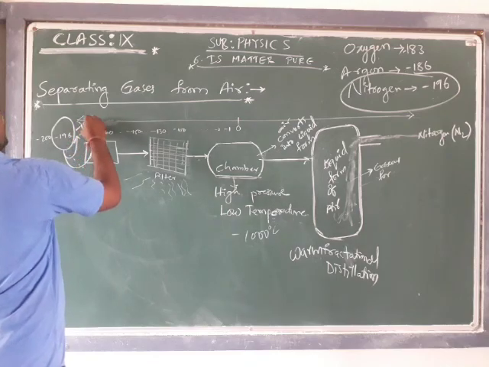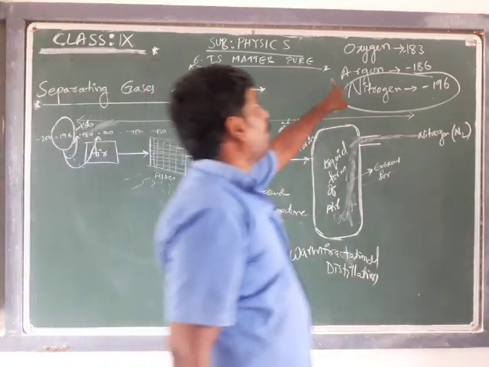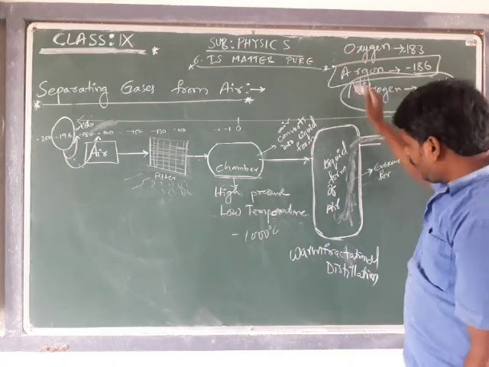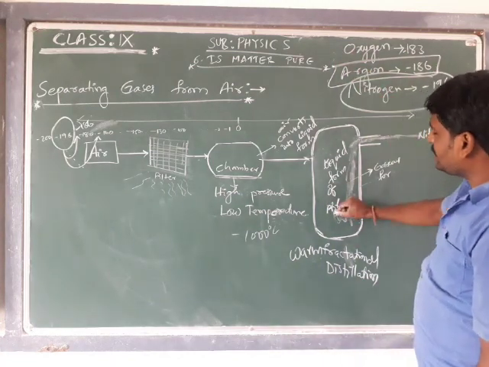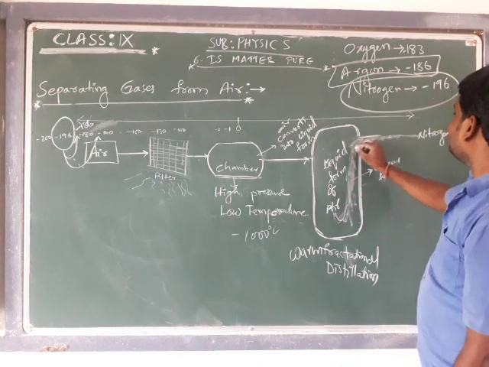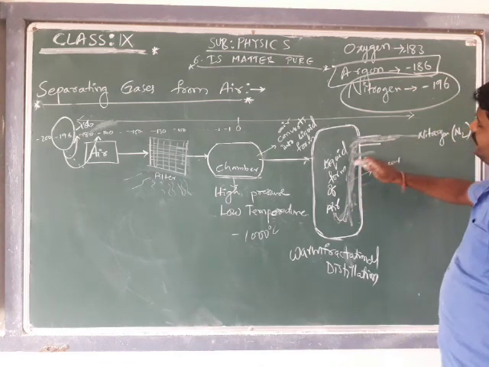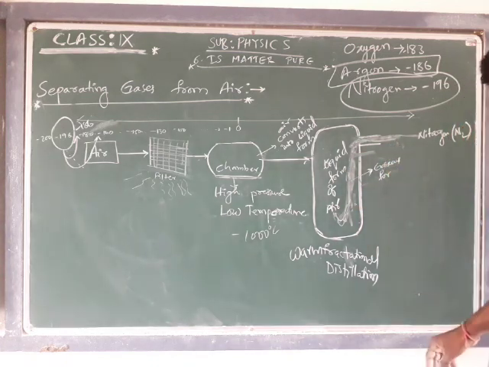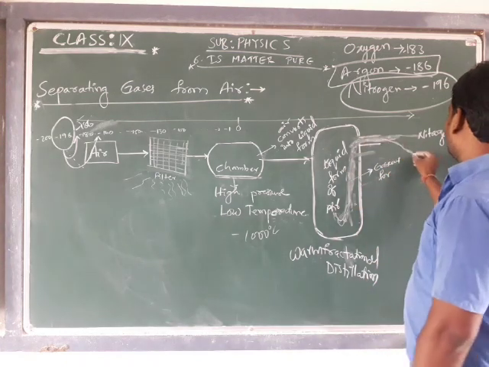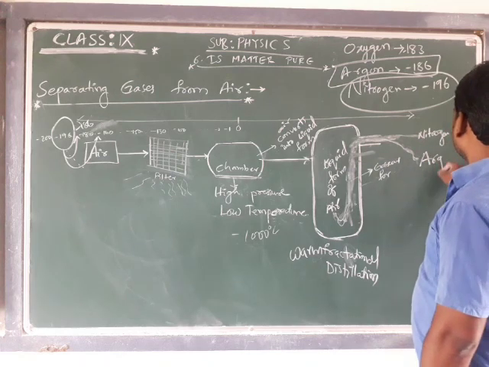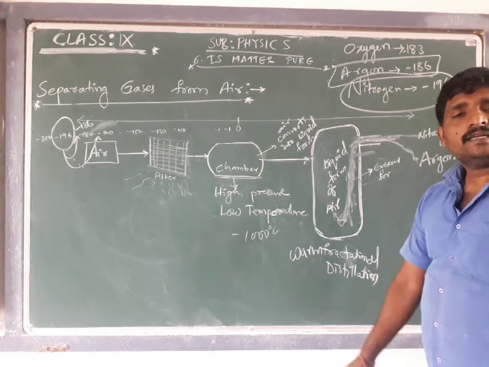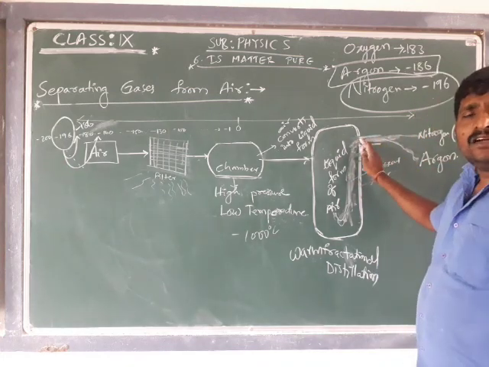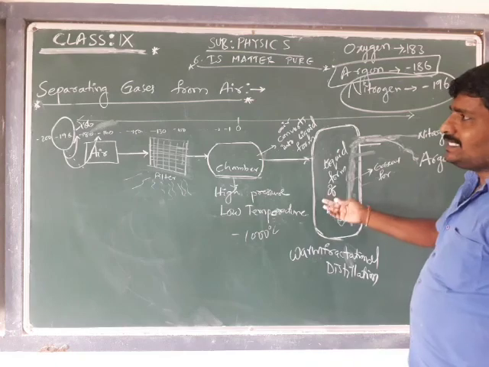When it reaches minus 186, that is the boiling point of argon. Now from this mixture, argon is separated and collected here. Of course, it might be a different column also. After taking out the total argon from this, what is remaining?